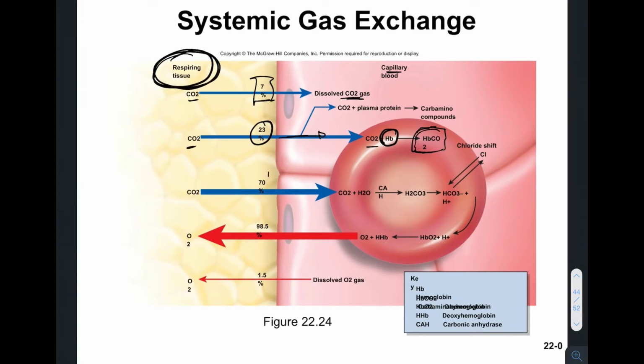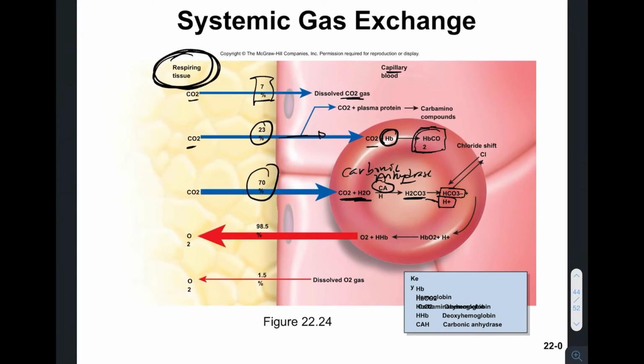And 70% is where the CO2 basically fuses with water with the help of this enzyme CA, which is carbonic anhydrase. And basically this enzyme helps the reaction to go much faster, giving us carbonic acid, H2CO3. H2CO3 splits into the acid H+, and into the bicarb, HCO3-.